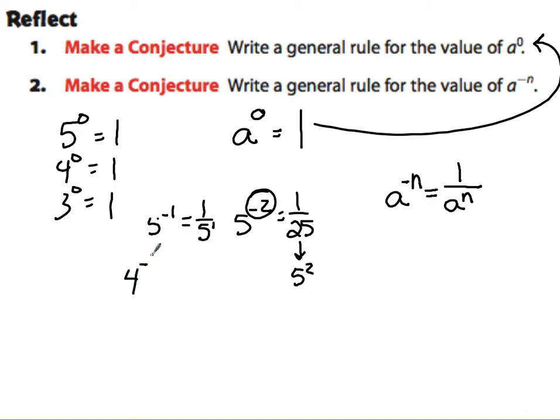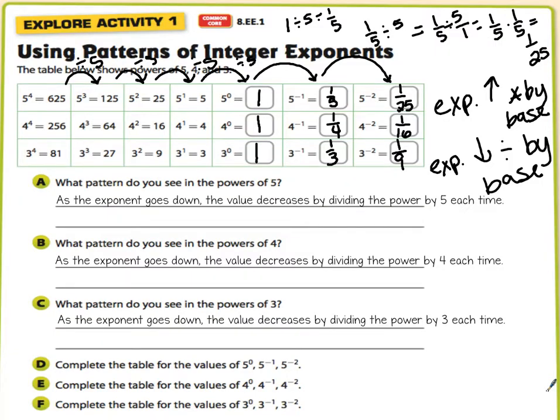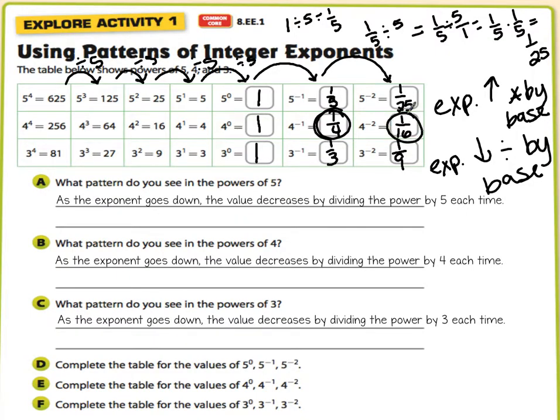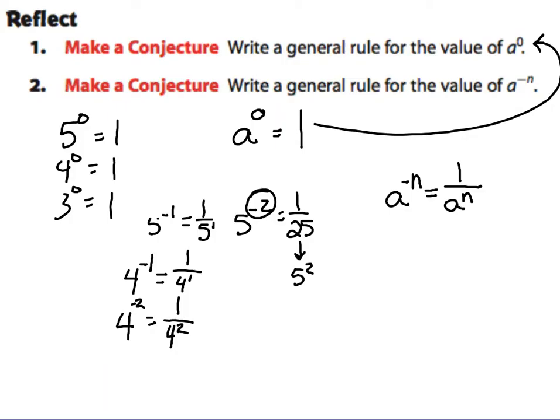So again, let's take a look. When we had 4 to the negative 1, did it equal 1 over 4 to the first? Well, when we look back at our answer here, 4 to the first would be 4, and that's what we had. And then you can double check. For 4 to the negative 2, we had 1 over 4 to the second. Let's take a look. 4 to the second, was it 1/16? Absolutely. So this rule works. Okay, so here's your rule for a to the negative n, and then your rule for a to the 0.